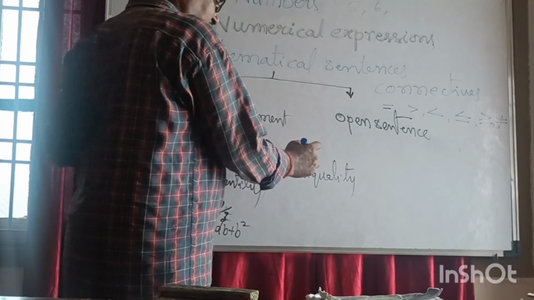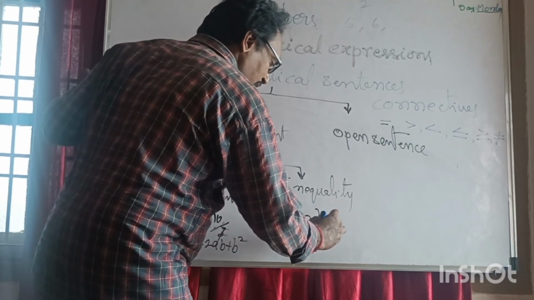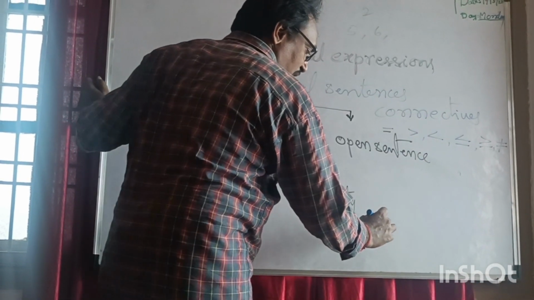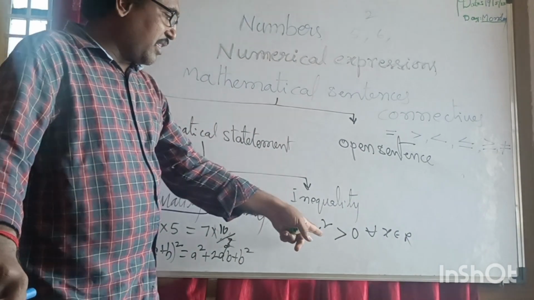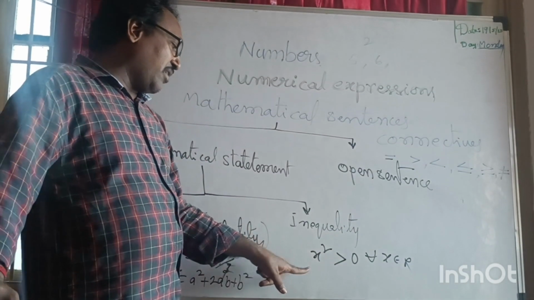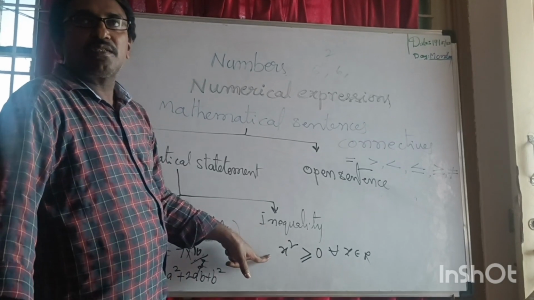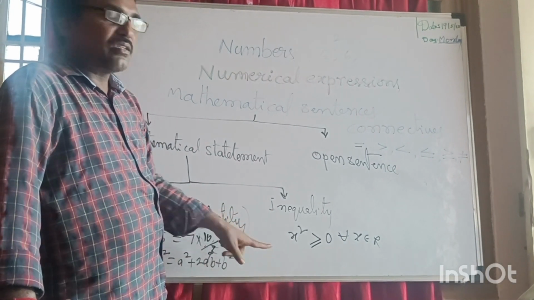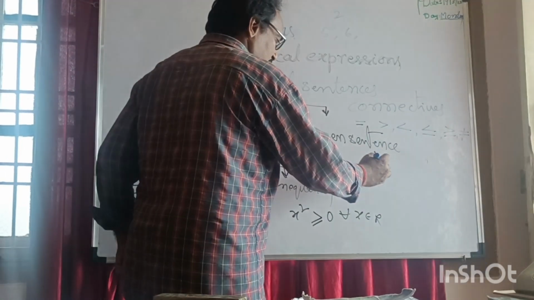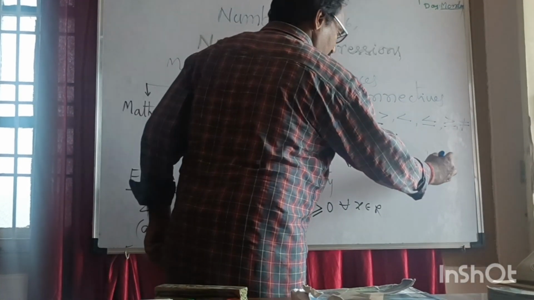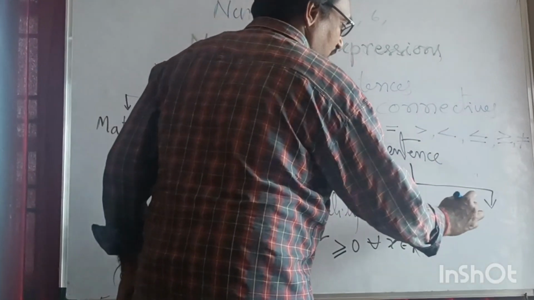Inequality is also always true, for example x square is greater than or equal to 0 for all x belonging to real numbers. You take any value, this will be true always. This is called inequality. This is the equality and inequality. In the open sentences, we get different values. This is called equation and inequations.